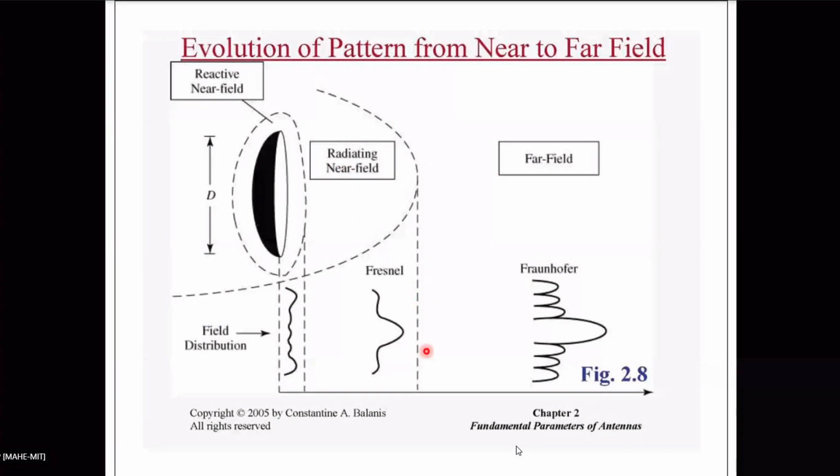Far field region. In the reactive near field, the pattern is more spread out, nearly uniform. Uniform means same value, almost constant value. In the radiating near field region, the pattern becomes smooth and forms lobes. In the far field region, the pattern is well formed, consisting of a major lobe and a few minor lobes. So these are the minor lobes. This is the major lobe.